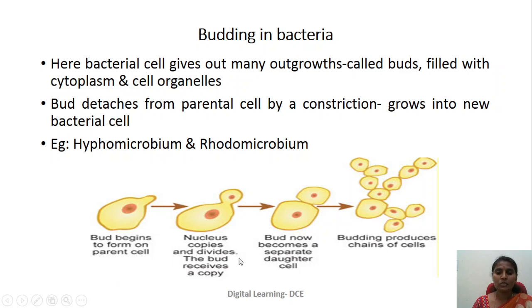We can see the steps involved in budding. At the time of budding, the parental cell starts producing a small outgrowth called a bud. In the second step, the contents of the cell, both cytoplasm as well as the nucleus, start dividing into two. Into this bud, a bit of nucleus along with the cytoplasm enters. Soon a constriction starts to develop. When the constriction stretches, the bud separates from the parental cell. Here we can see chains of buds formed, and the separated bud can lead an independent life.